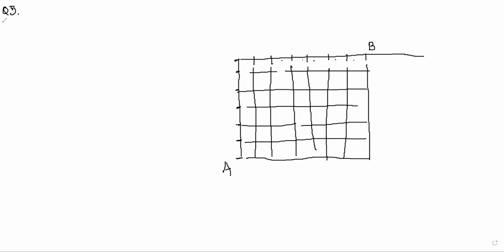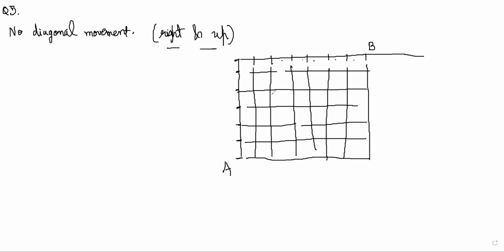Now, here, no diagonal movement is allowed. You can only go right and up. These are the only two steps you have, right? You can go like this and you can go like this. That's all. First thing to find out is how many paths are there from A to B.